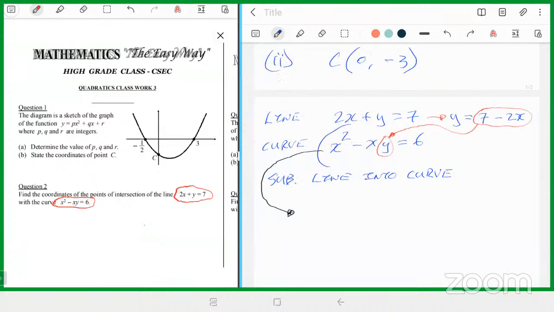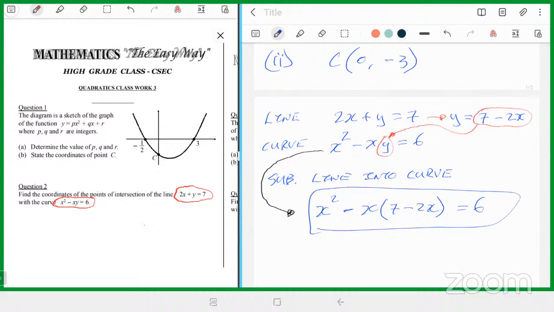So firstly, it becomes x squared, minus this x that was there, and then where the y is, I'm going to replace it with what we have substituted, what the y was on the line, which is 7 minus 2x, equals 6. This equals 6 comes back here as well. And then we really have a quadratic equation here now. It's just that it is not yet in a standard form.